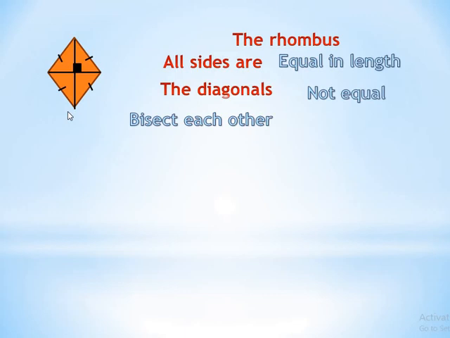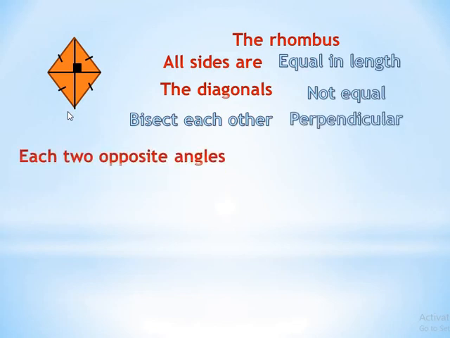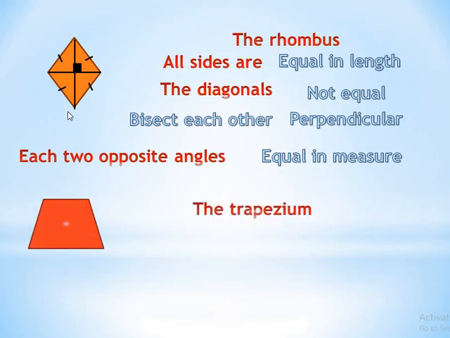We have another property like the square. What is it? Perpendicular. Okay. What about the angles? Like a parallelogram, each two opposite angles are equal in measure. The sum of two consecutive angles equals 180 degrees. We also have the last quadrilateral, the trapezium. In the trapezium, we don't have any property except two parallel bases.